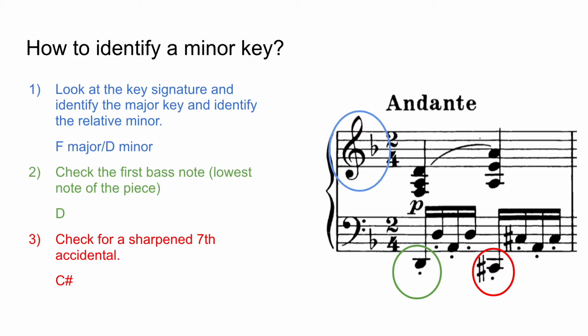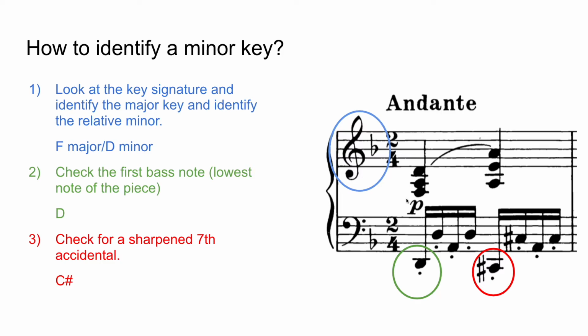So once we've got that key signature, in this case it's a B flat, so I know that the possible keys are going to be F major or D minor. Just to confirm whether it's major or minor, I might look at the very first bass note in the piece. In this case, the bass note here is a D. And at this point I'm 95% sure that I'm looking at a piece in D minor.